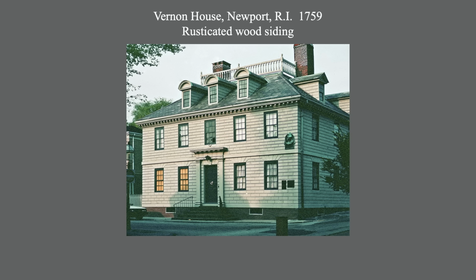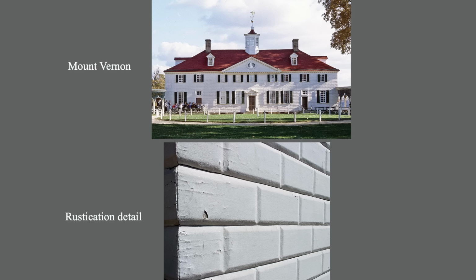A striking but exceptionally rare treatment of colonial siding is the shaping of boards to resemble rustication or stone ashlar. The Vernon House in Newport, Rhode Island, is a demonstration of how a wooden dwelling could be transformed into a high-style Georgian mansion with the use of rusticated siding. Of course, our most famous example of wood rustication is Mount Vernon. George Washington refaced the mansion's exterior with wood rustication in the course of 2 enlargements, and the stone-like granular surface was produced by blowing fine sand into the wet paint.